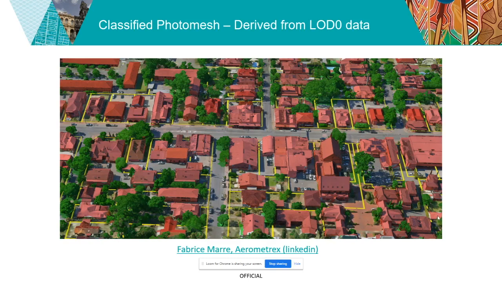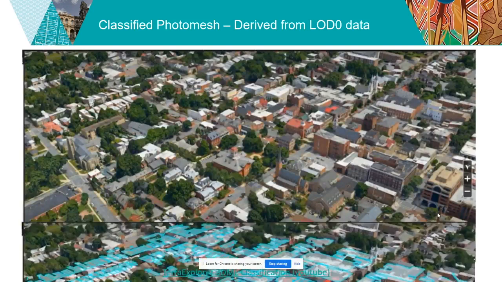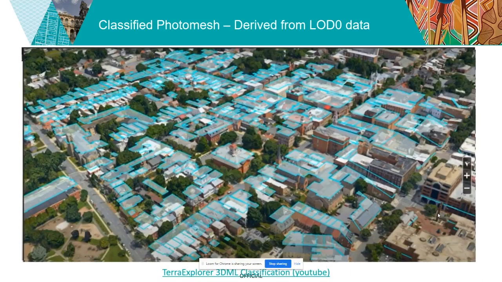Here is an example from Aerometrics from their website. And here is another example from Terra Explorer. Here we have a photomesh, a single object. And here are some existing building footprint datasets from a GIS with attribution.